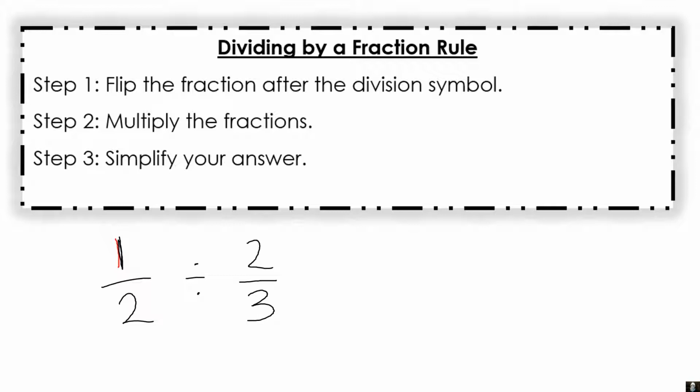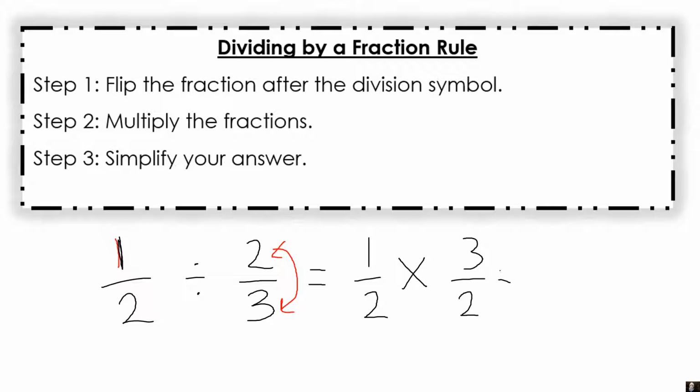Okay, so step 1, flip the fraction after the division symbol. So we write the first fraction down the same, and the second fraction, we're going to swap the 2 and the 3. We're going to swap places. So we're going to put the 3 on the top and the 2 on the bottom. Now, instead of dividing now, we're going to multiply.